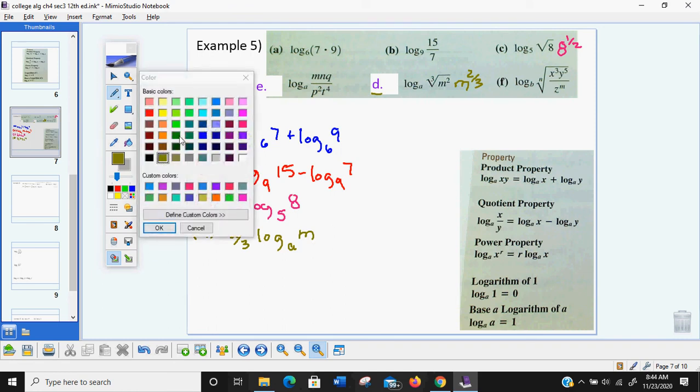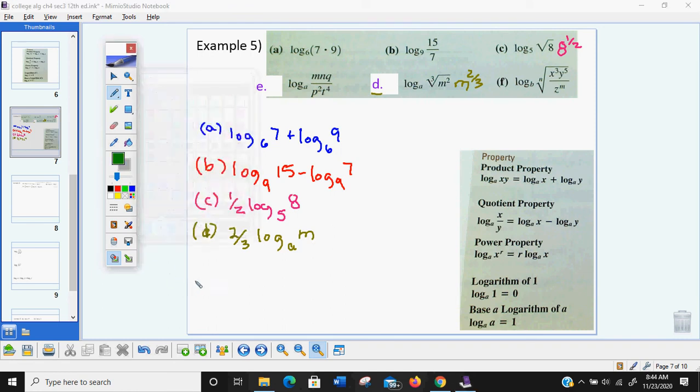Let's do E. Okay, there's quite a bit to this one. Okay, all this is on top. So that's all going to be addition. They're multiplying, so I change it to addition. So log to the base a of m plus log to the base a of n plus log to the base a of q. Sorry about my handwriting.